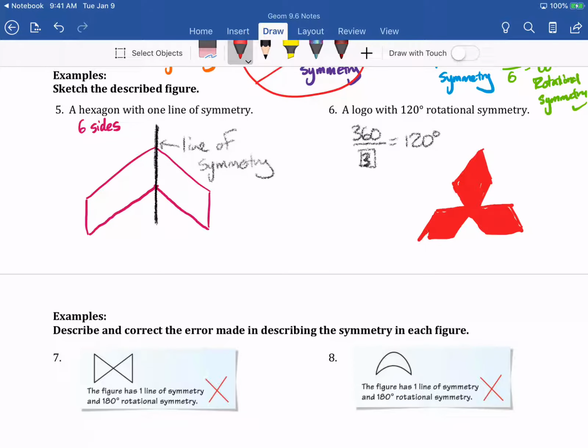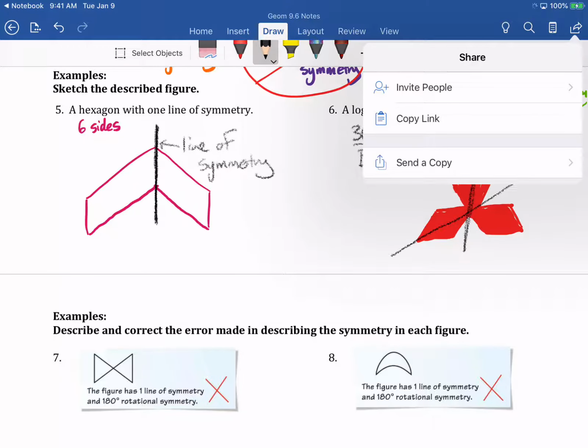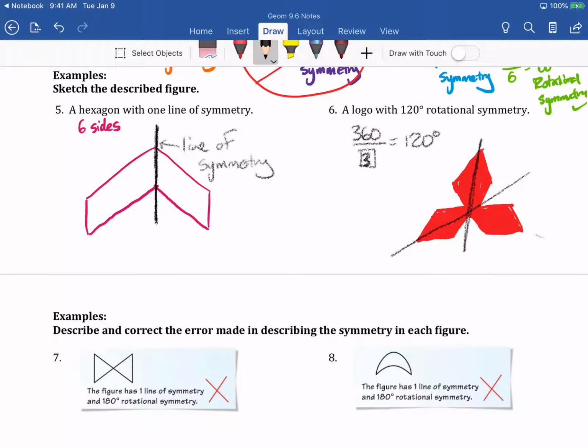And it turns out that this symbol does have 120-degree rotational symmetry, because I could draw this line of symmetry here and this line of symmetry here. All right, let's try that again. All right, I am trying my best here. As you can see, I'm not quite the artist that some of you may be. All right, so now it's got these 3 lines of symmetry.